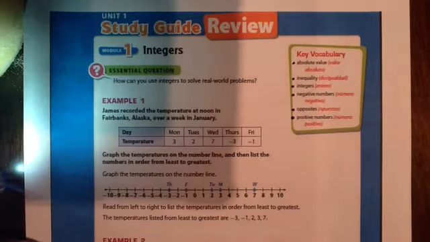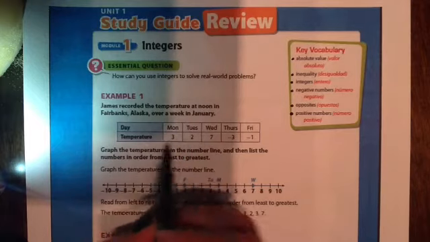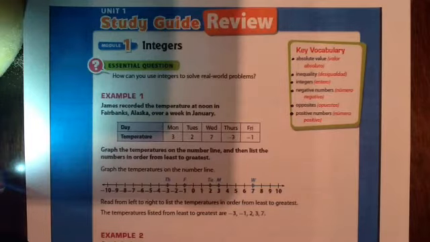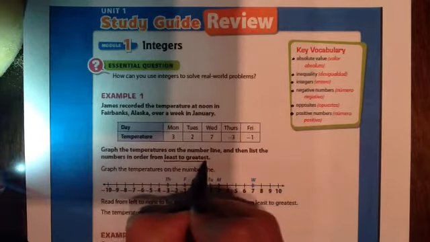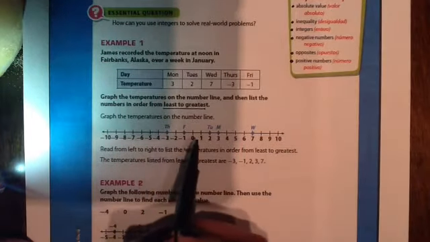So Module 1 was first about integers, and the essential question that we talked about was how can you use integers to solve real-world problems? In example 1, James recorded the temperatures at noon in Fairbanks, Alaska over a week in January. So they give you a table showing the days and the temperatures he recorded. They want you to graph the temperatures on the number line and then list the temperatures in order from least to greatest. So they graphed the numbers for you because this is an example.